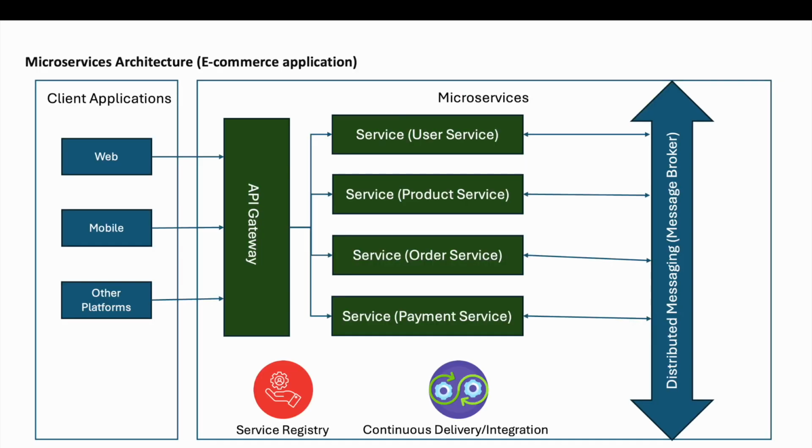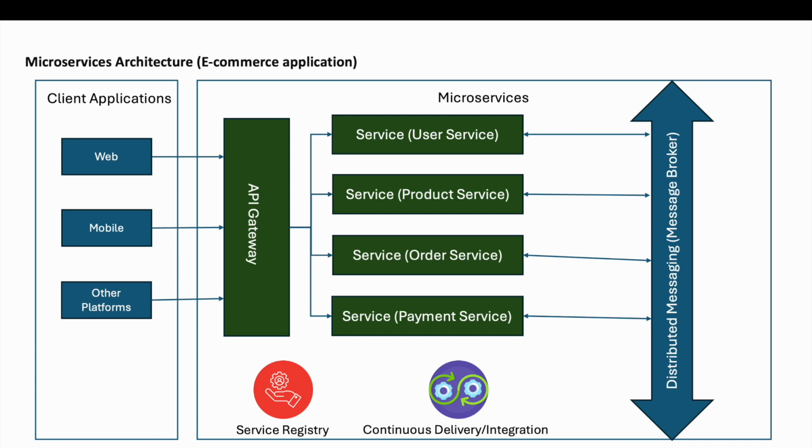Let's look at an example. Here we have an e-commerce application built using microservices, which might include the following services. Now, if you look at the services section, the first one is the user service, which manages user registration, authentication, and profiles. We have the product service, which handles product inventory, descriptions, and pricing. Then we have the order service, which manages the shopping cart, order processing, and status tracking. We have the payment service, which handles payment processing, including credit card transactions and invoices.